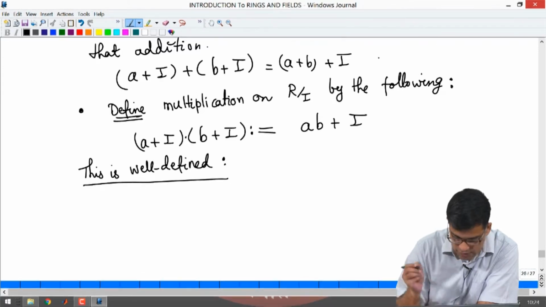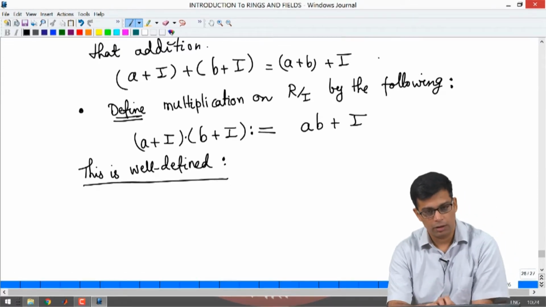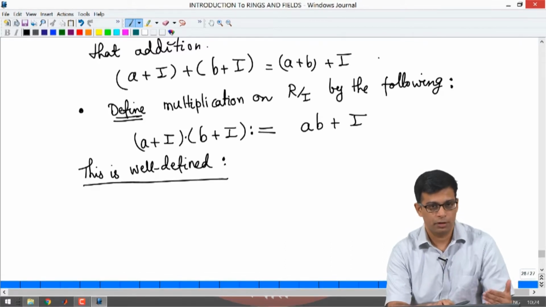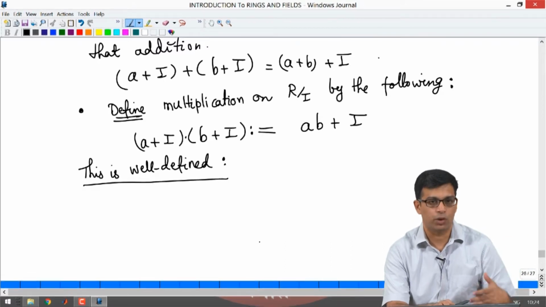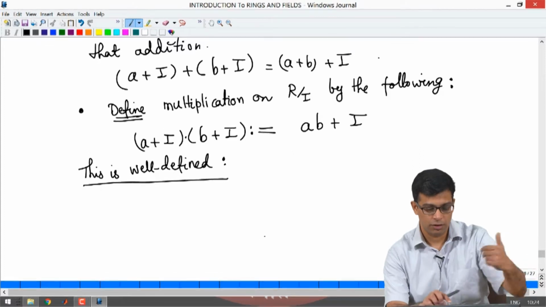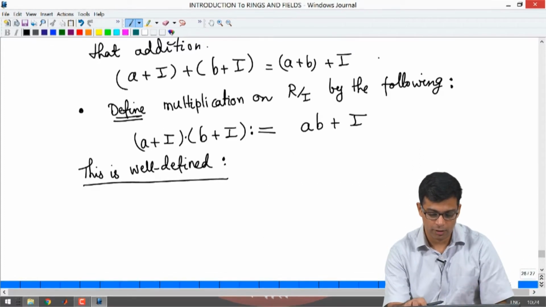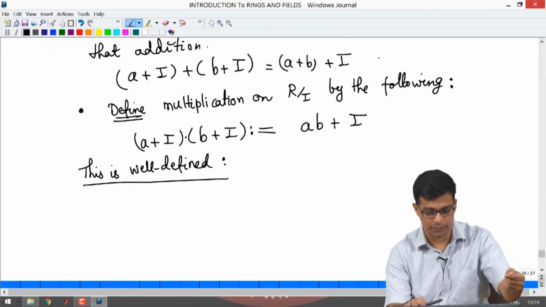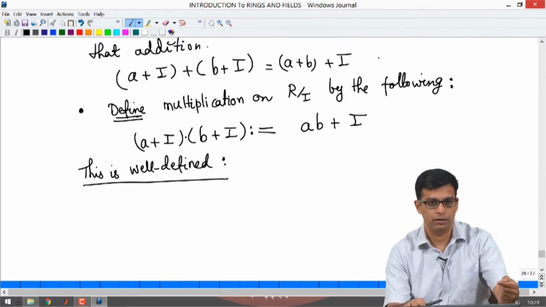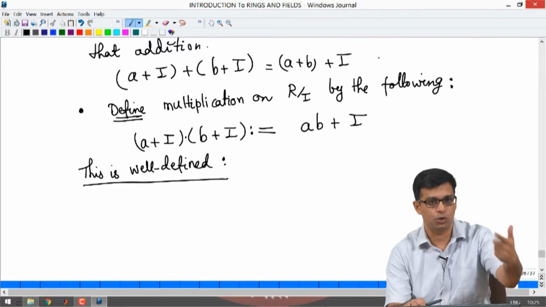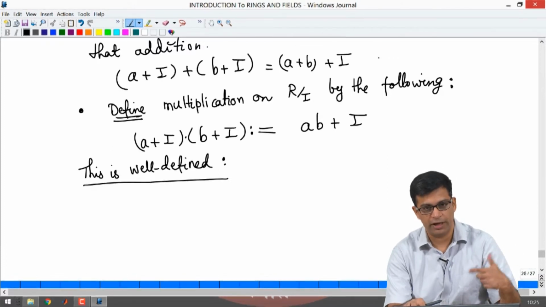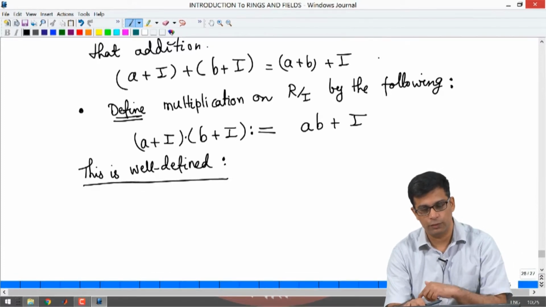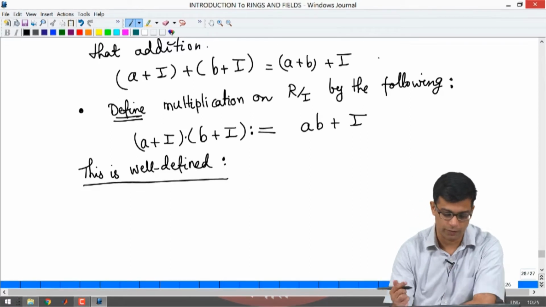I need to check that this is well defined, because a plus I is a coset. Remember, I can take one representative, you can take another representative. If I take a as a representative, you take a prime as a representative, I do ab, you do a prime b, but ab and a prime b should give you the same coset, otherwise this is not well defined.